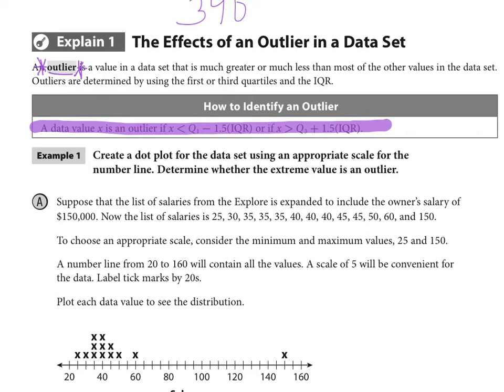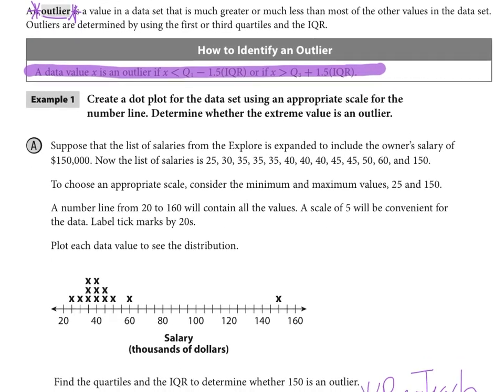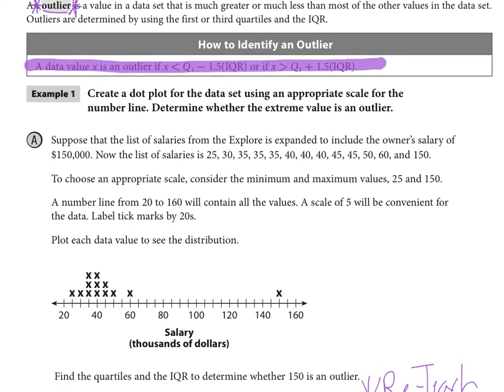Okay, and we'll be able to recognize outliers quite a bit as we move along. On example A, we go back to all of those salaries and we add on the boss's salary, which is way more than twice everybody else's. So they choose an appropriate scale. You see, we can notice that this information is way out in left field, so it looks like an outlier, but we just want to test whether it is or not.